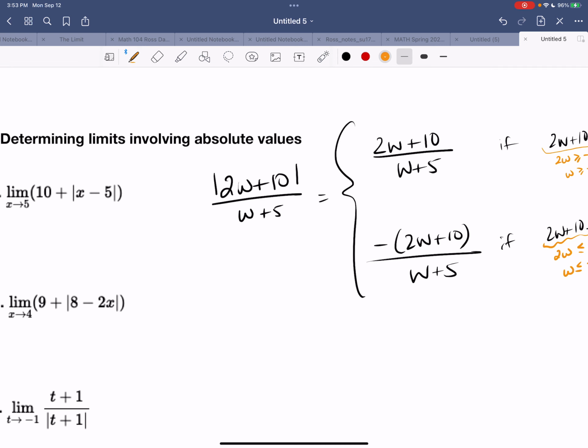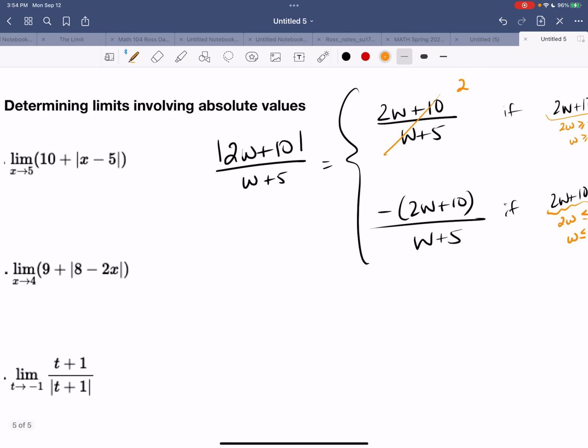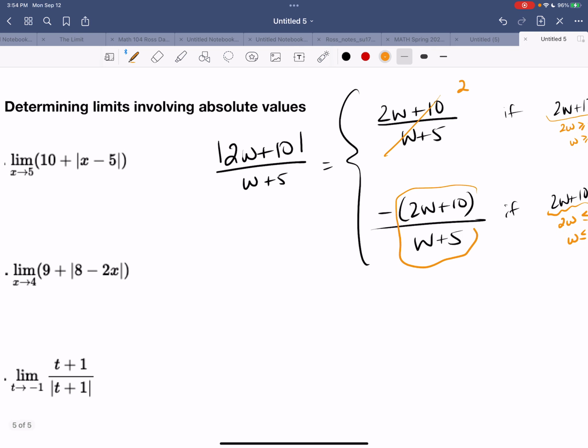Now, let's go back to our function. Can we simplify 2w plus 10 over w plus 5? Yes, we can. The numerator is twice the denominator, right? So this is going to simplify to just 2. And what about here? Well, exactly the same thing applies. That's going to be equal to 2. So all of this is going to be equal to negative 2.